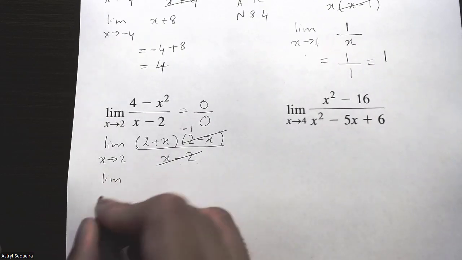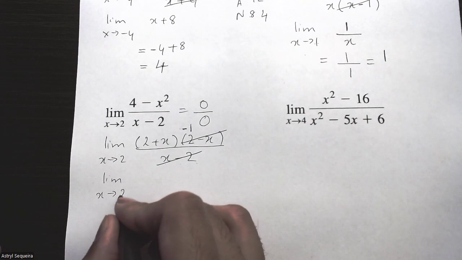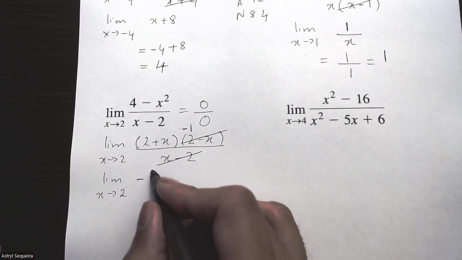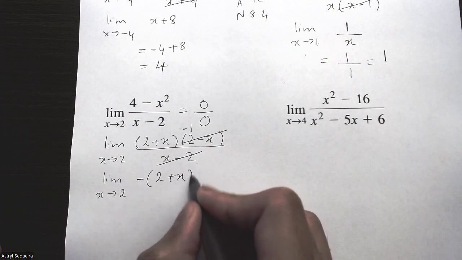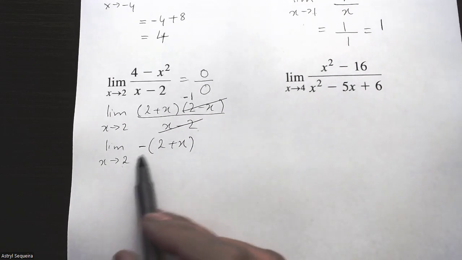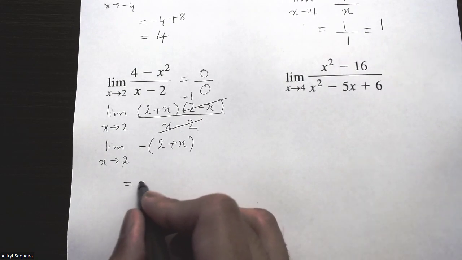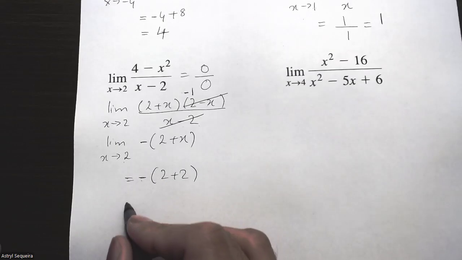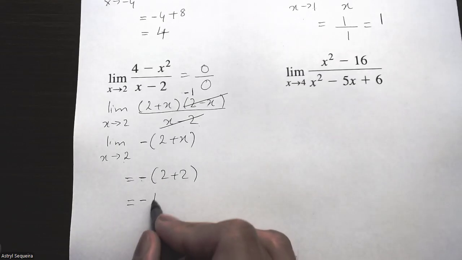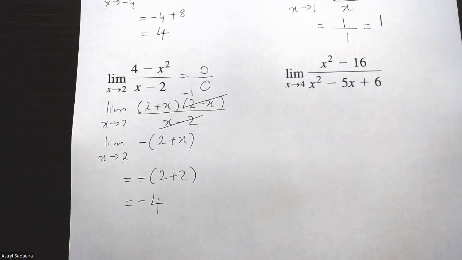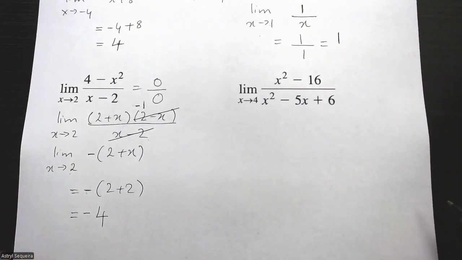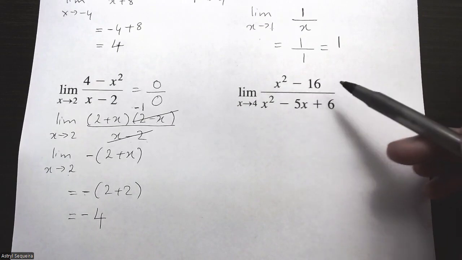So I can rewrite this as lim x approaches 2, negative, I'll move the negative to the front, then 2 plus x. And now I can sub in my limit. That's just negative 2 plus 2. 2 plus 2 is 4, and I have the negative, so the final answer is negative 4. And let's go to the last question of this video.